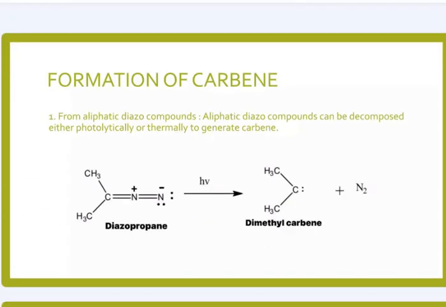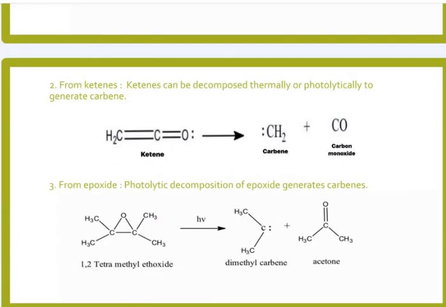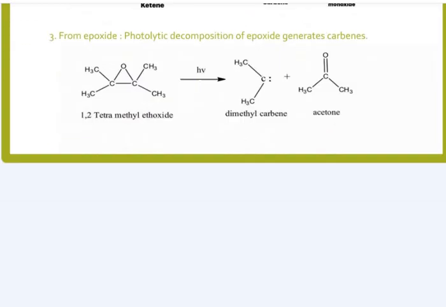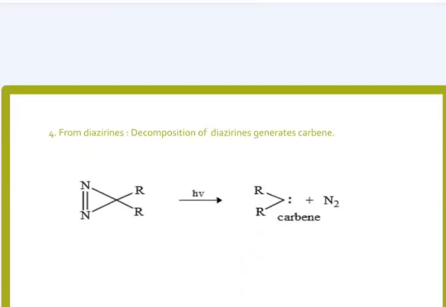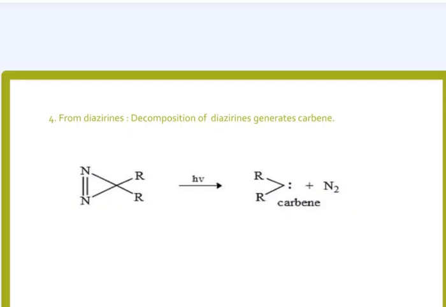Now formation of carbene. From diazopropane, when treated with light, it gives dimethyl carbene. Now you can see from ketene you get the carbenes. From epoxide you will have the dimethyl carbene and acetone. And from diazirine you can see the formation of dialkyl carbene.